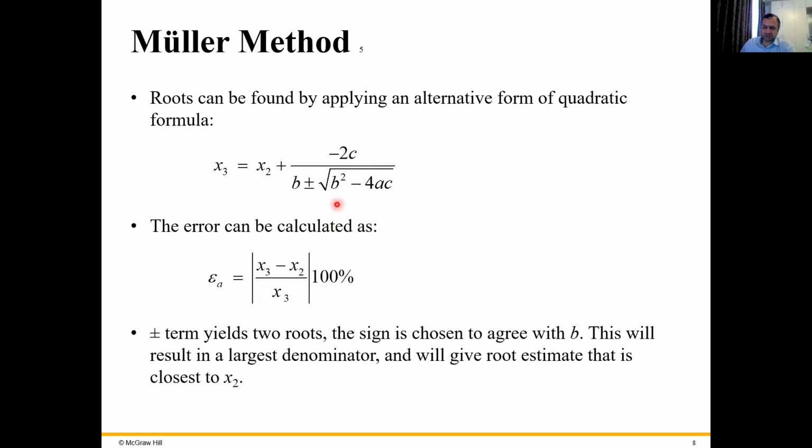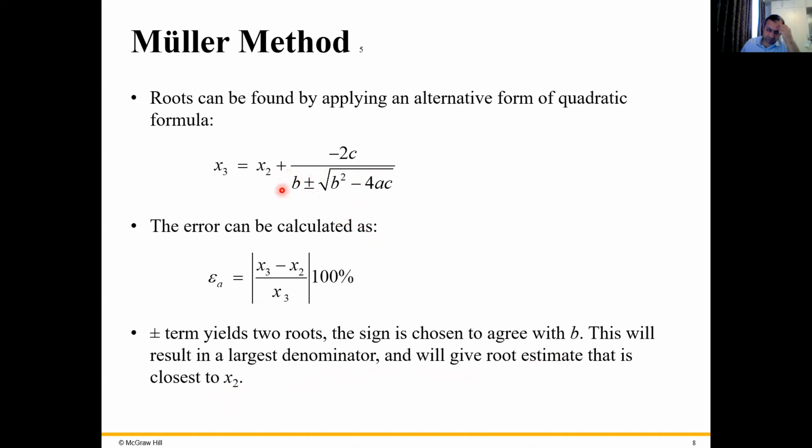Okay, and then the error can be calculated, because x3 is the latest value and the previous approximation was x2, so that will be the approximate error. Then the plus minus terms yield two roots. So the sign is chosen to agree with the sign of B. This will result in the largest denominator and will give the root estimate that is closest to x2.